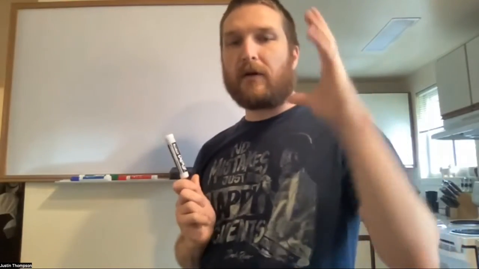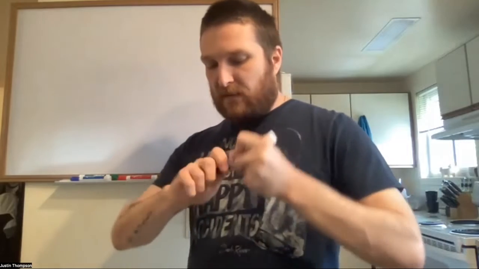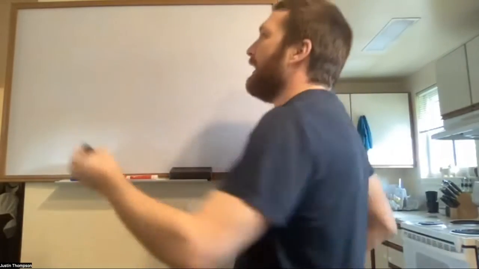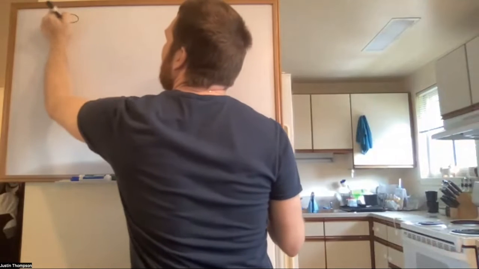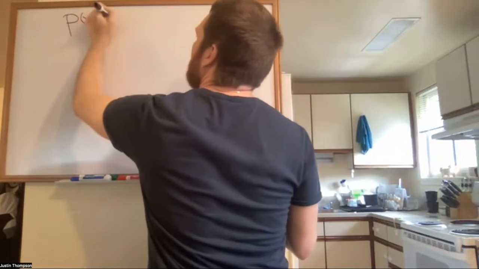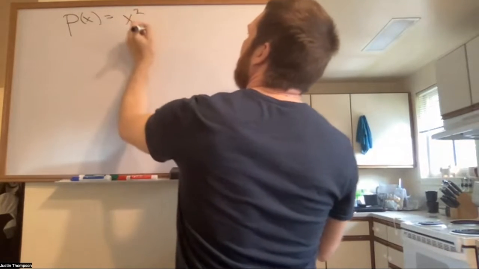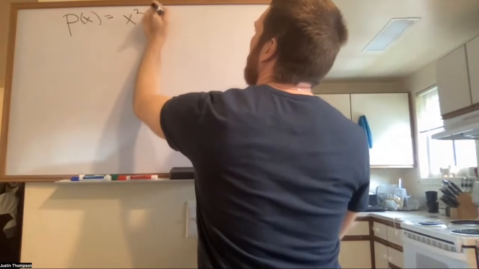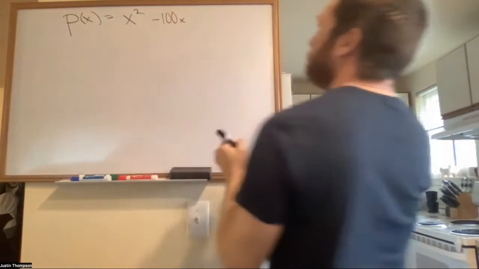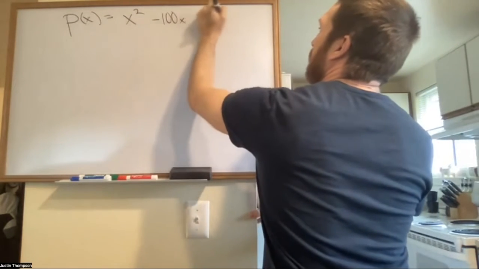The last topic we're going to talk about is graphing polynomials in general. Before we begin, let's take a look at a polynomial. We're going to call it P of x, and it's going to be x squared minus 100x plus 1.